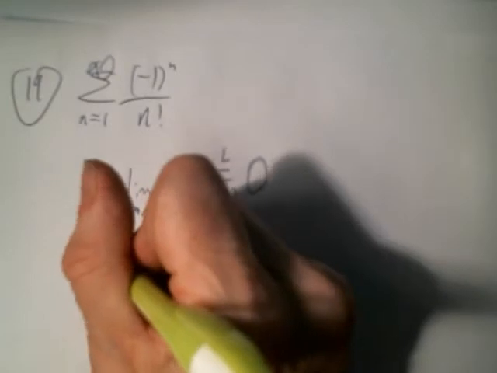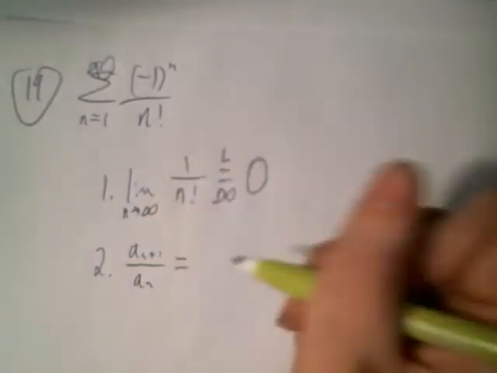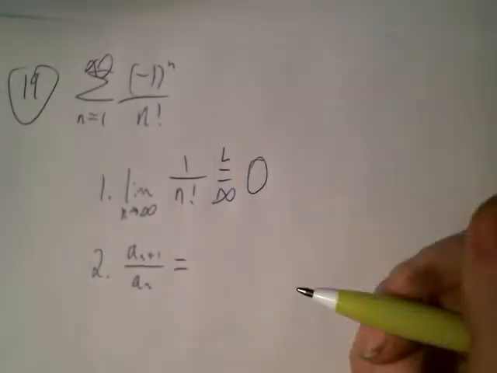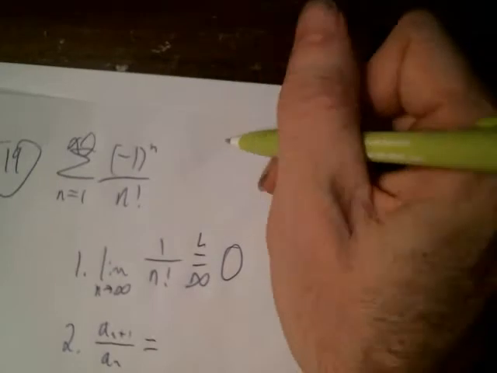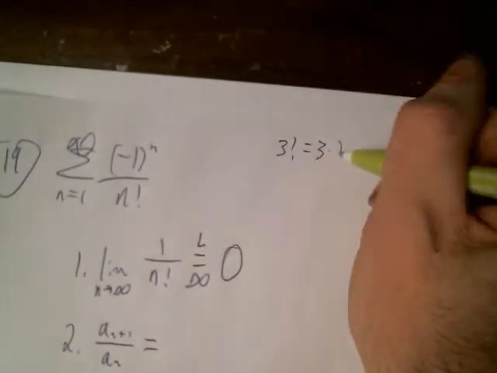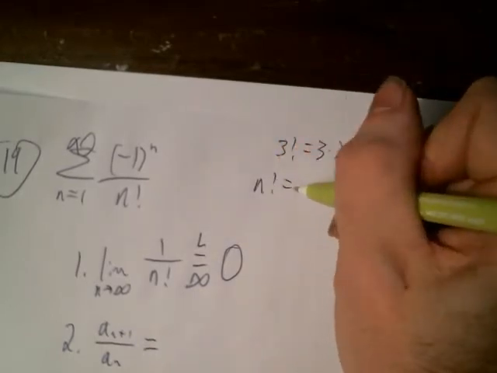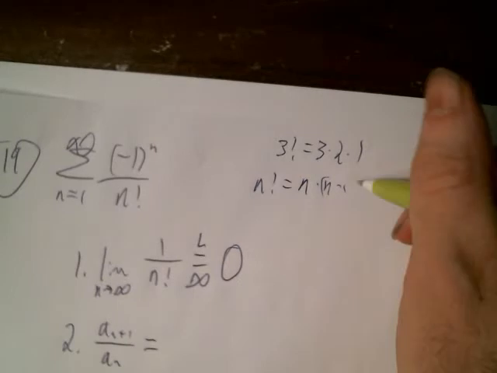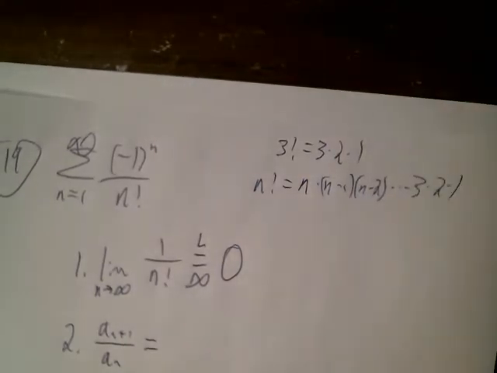Secondly, then, a sub n plus 1 all over a sub n. This is why I want to look at it, because this kind of cancellation is going to become important later on. So you remember what n factorial is, I hope. Remember, 3 factorial is just 3 times 2 times 1. N factorial in general is going to be n times n minus 1 times n minus 2, all the way down to 3 times 2 times 1.